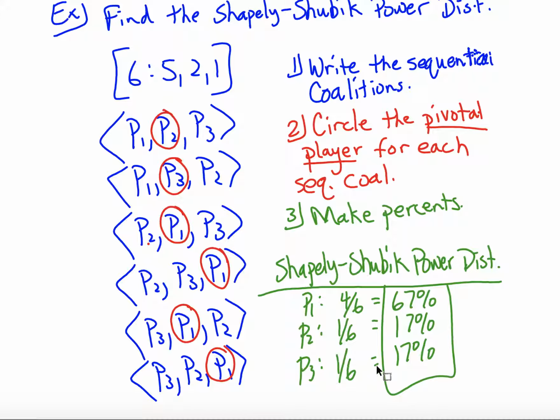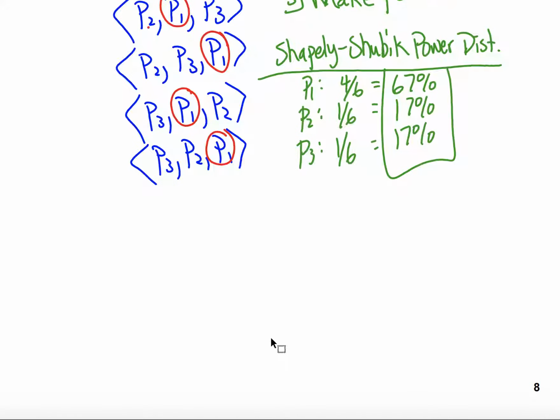Notice player 2 and 3 have the same power, but they don't control the same votes. So the number of votes you control doesn't necessarily say what power you have, but the number of times you're actually pivotal is what considers that. And that's how the Shapley-Shubik power distribution works.